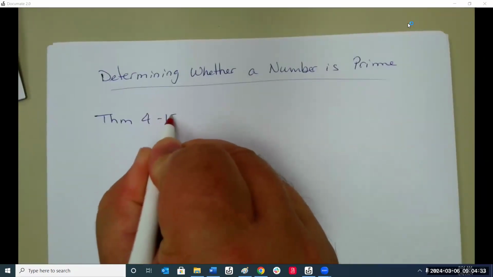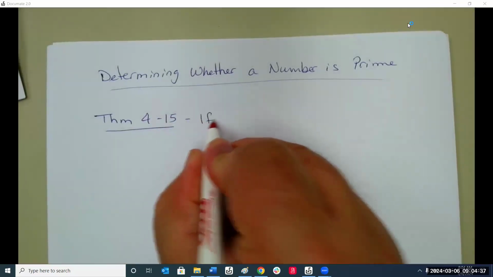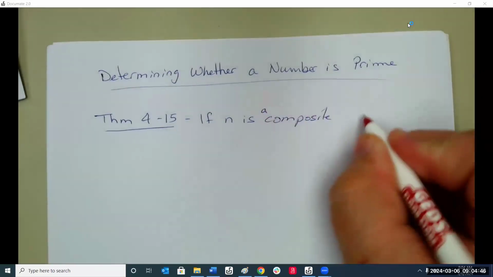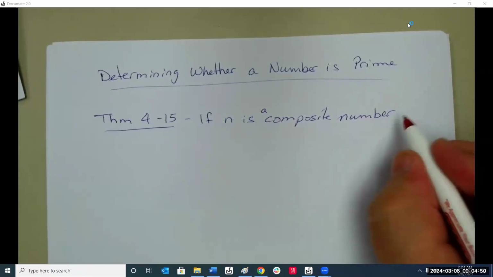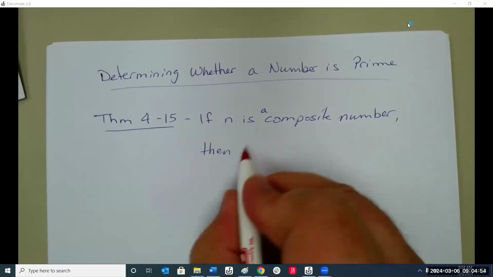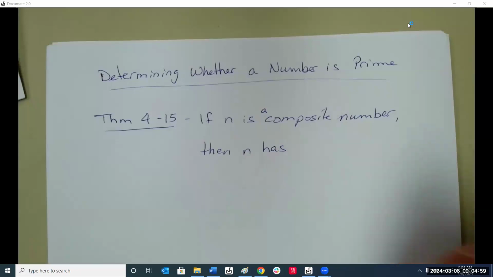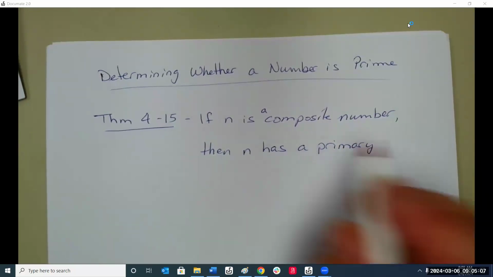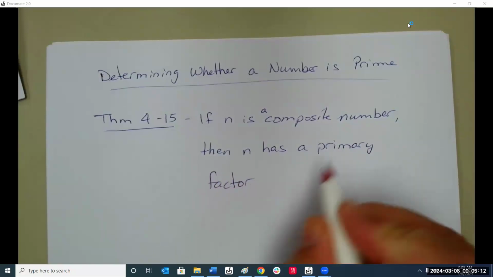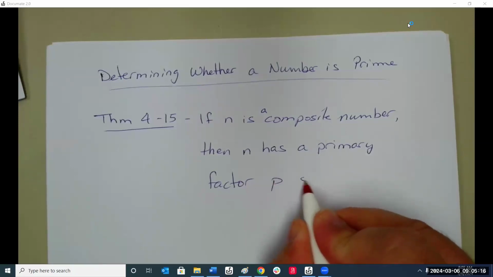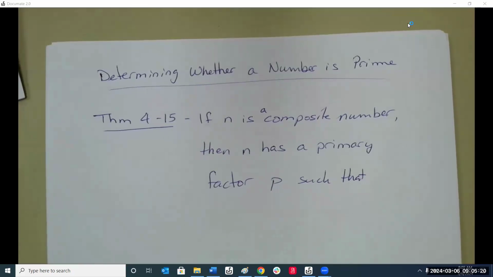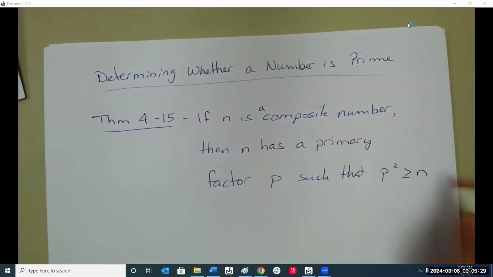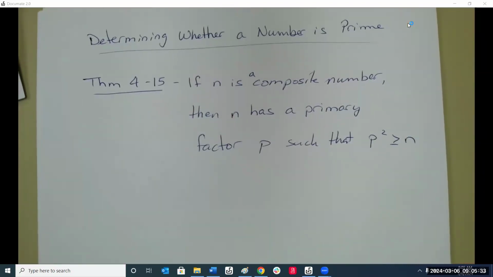Theorem 4-15. It says this. If n is composite, it is a composite number, then the number n has a prime factor, we'll call this p, such that the prime factor p squared is less than or equal to n.